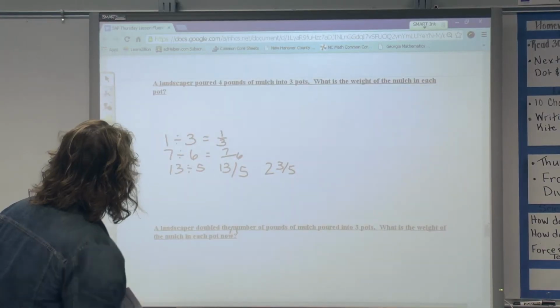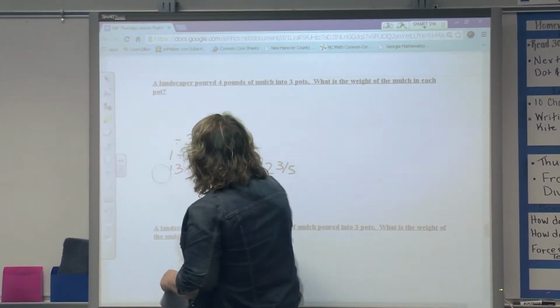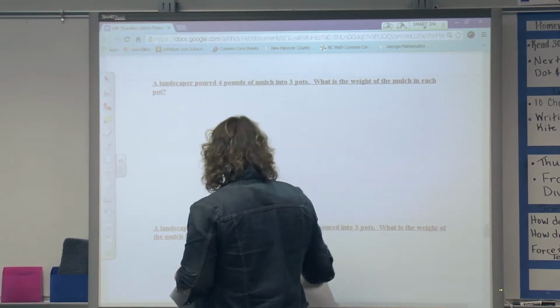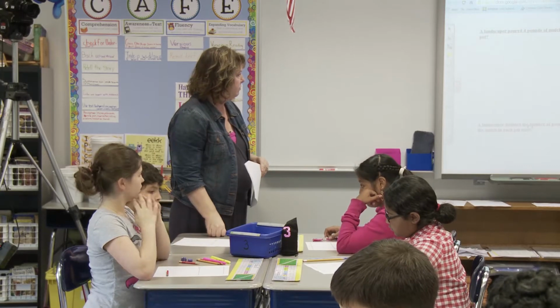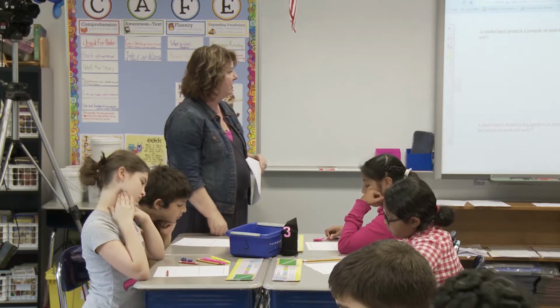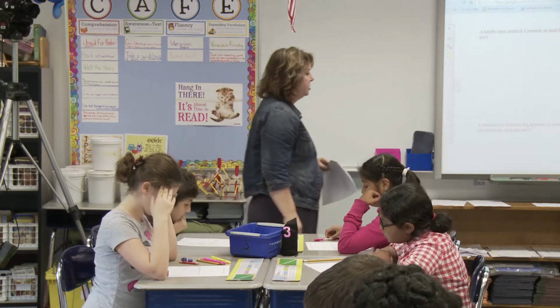Well, I gotta erase that. Okay, so we're gonna take what we've been doing, and remember I gave you the boxes, the squares on your desk if you needed them. I believe this is on the back of your sheet. Yes, the landscaper problems are on the back of your sheet. A landscaper poured 4 pounds of mulch into 3 pots. What is the weight of the mulch in each pot?